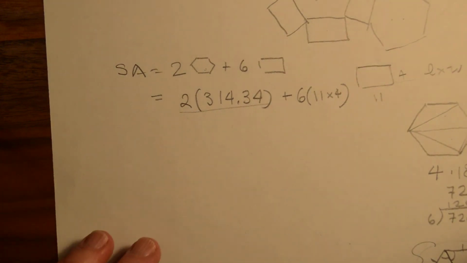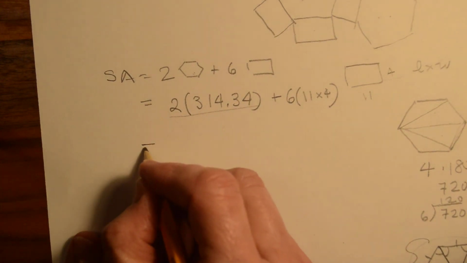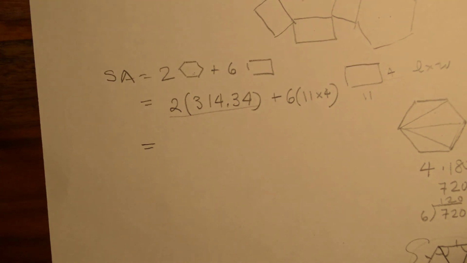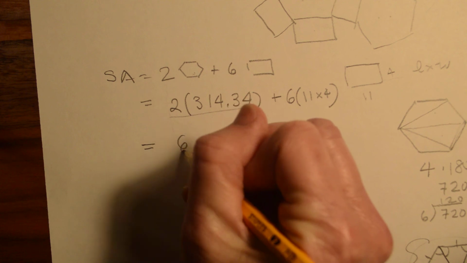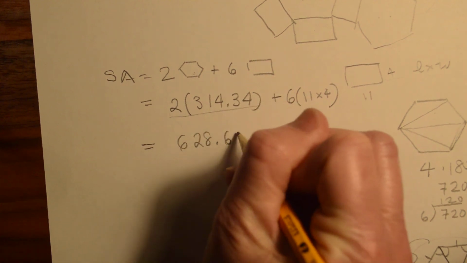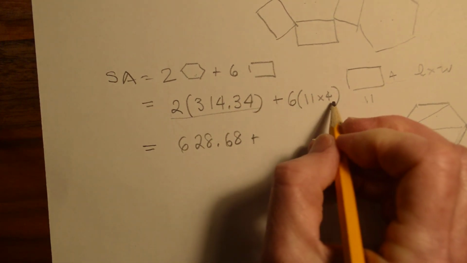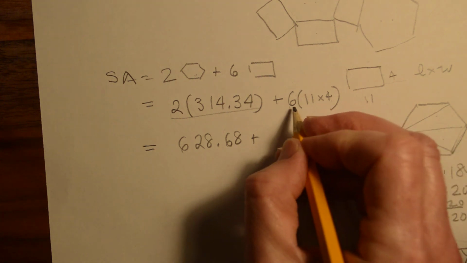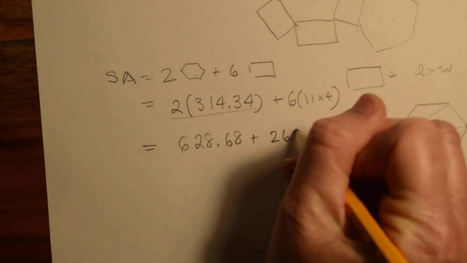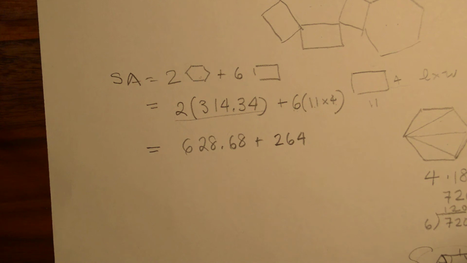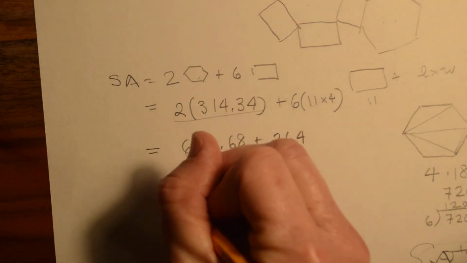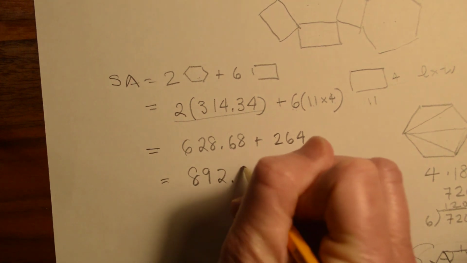Okay, now we can do this. So we just plug things into our calculator. 2 times 314.34 is 628.68 plus 6 times 4 is 24. 24 times 11 is 264. So then we're going to add 264. And we get 892.68.